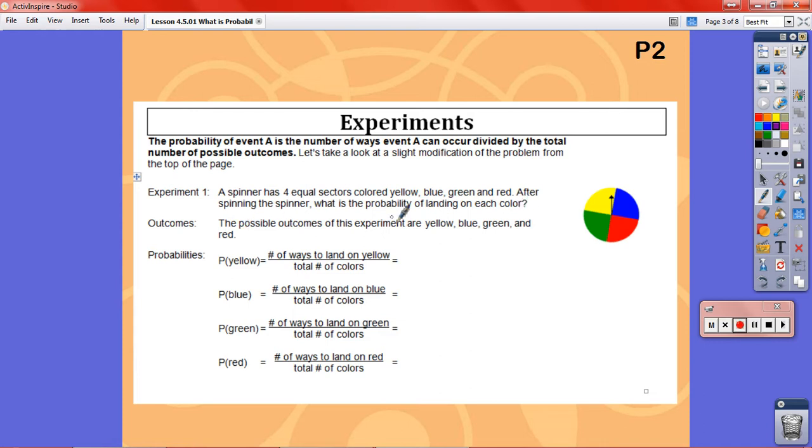Well, we have our possible outcomes. Our outcomes are yellow, blue, green, and red. So the probability of landing on yellow is the number of ways you can land on yellow. Well, there's only one yellow piece, divided by the total number of colors, and there are 4 colors, so that's 1/4. Well, you might be able to guess all of these are the same, because there's the same amount of each color, and the total amount never changes, so there's always one piece of the given color, one piece of blue out of 4 total pieces, one piece of green out of 4 total pieces, and one piece of red out of 4 total pieces.